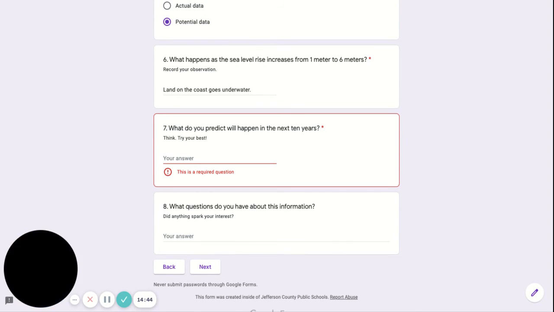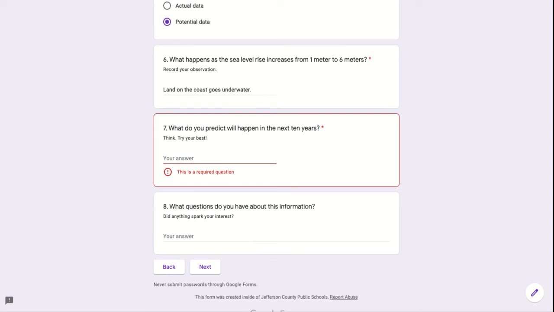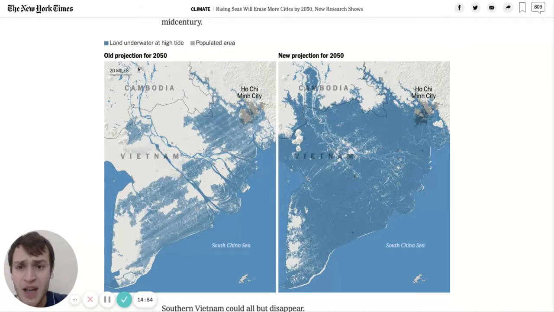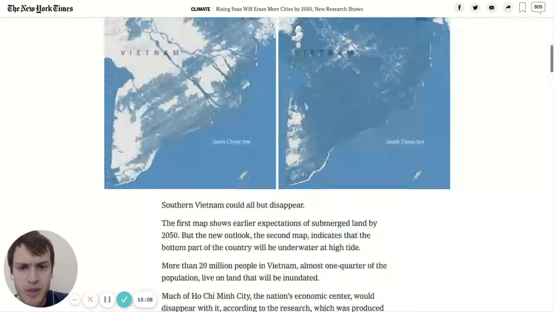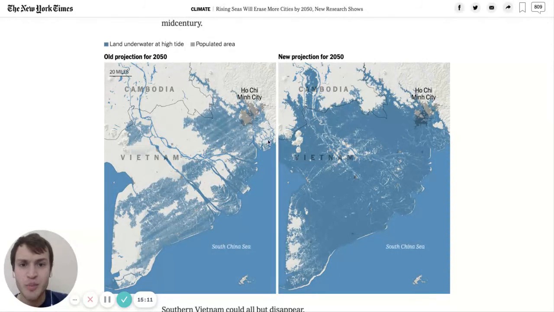All right, and before we move on, there's one thing I want to show you. Rising sea levels is going to be a very serious problem, and the New York Times actually has an article that gives us a much better picture of what rising sea levels could look like by 2050. So they've got a couple different countries shown here, but for each projection, they show what we used to think the sea levels would be like in 2050 and what we now think the sea levels would be like in 2050.